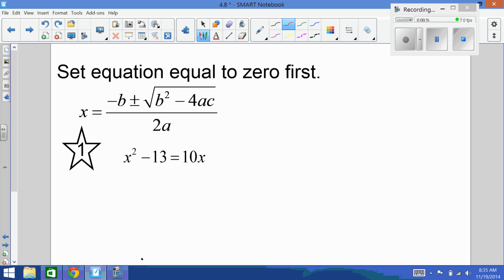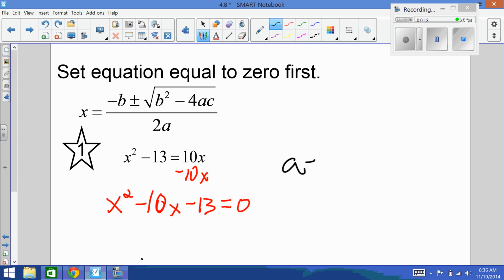First thing you do is you got to set the equation equal to 0. So in this one, we have to subtract 10x because we want to get everything onto the same side. So we have x squared minus 10x minus 13 is equal to 0. Now we notice that a is 1, b is negative 10, and c is negative 13.